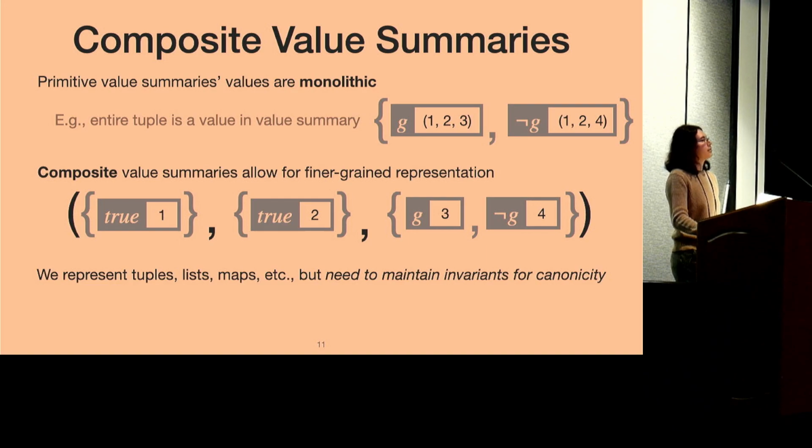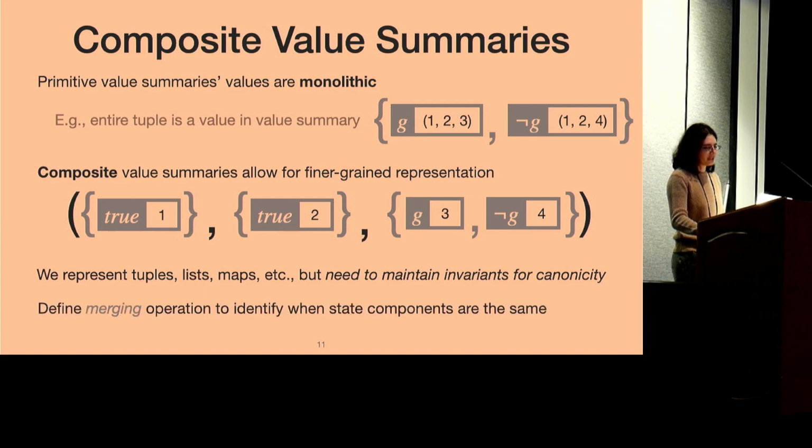But importantly, we need to make sure that we maintain the invariant that we need for canonicity. This is because we're going to be performing operations on them, so we don't want to break canonicity as we do that. I won't go into the operations that we perform on composite value summaries much in this talk, but I do want to bring up this one merging operation, which is what lets us identify when state components are the same.